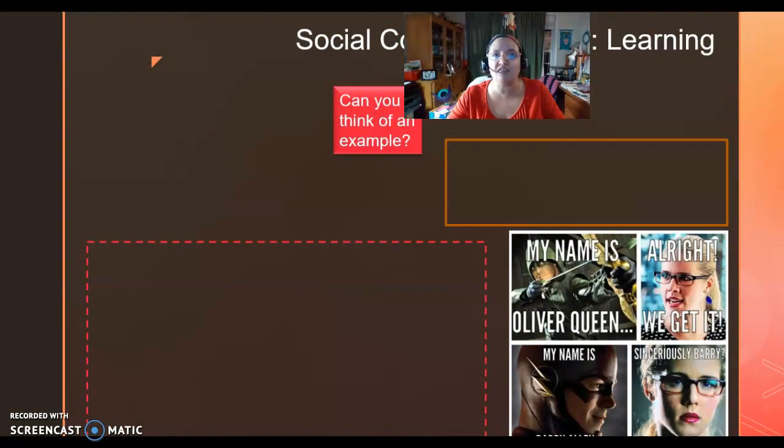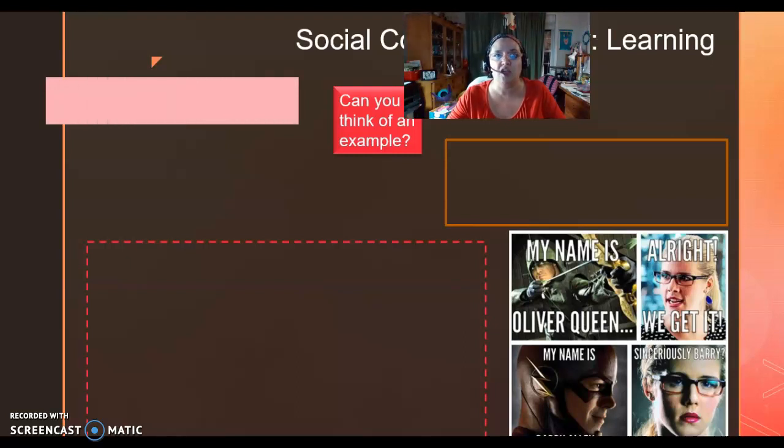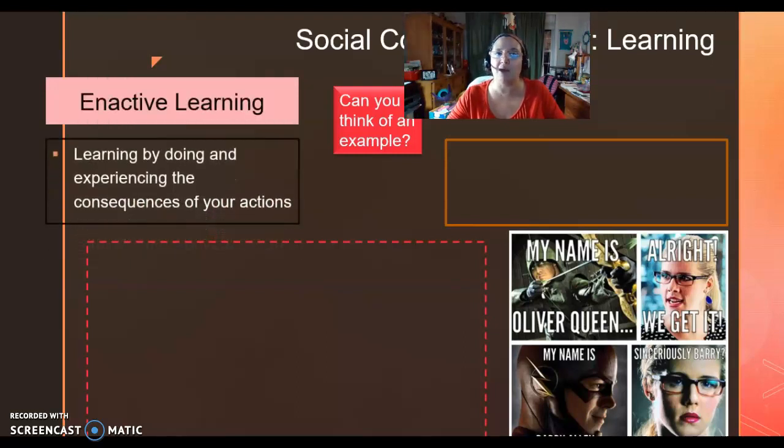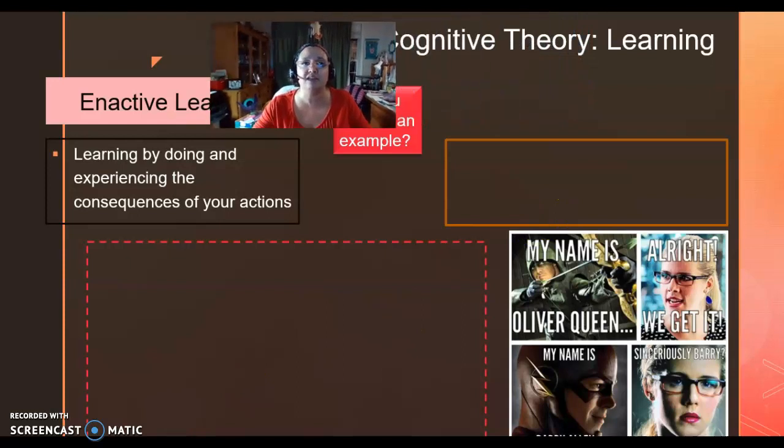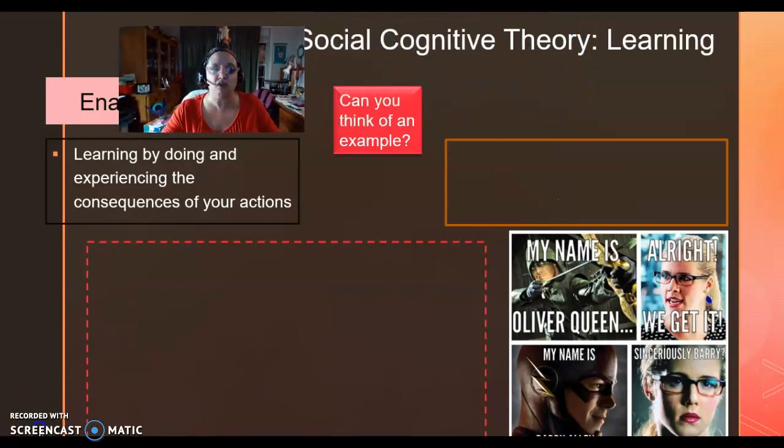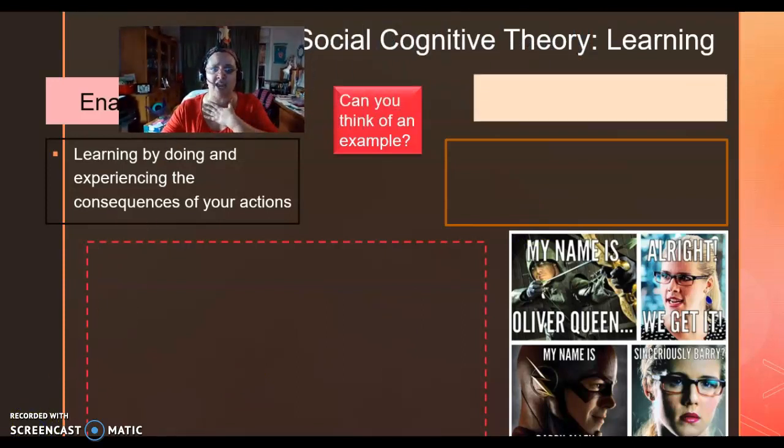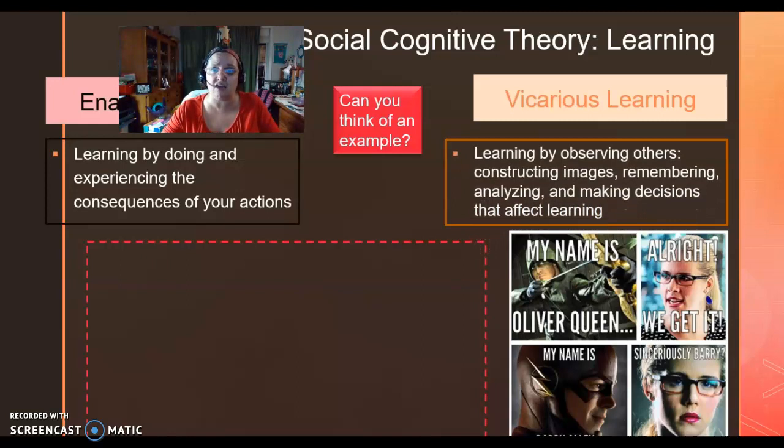Now, social cognitive theory can be really useful. We talk about the concept of enactive learning, which is all about we learn by doing and experiencing the consequences of your actions, which is really important. But what about vicarious learning? Vicarious learning is all about learning from someone else.